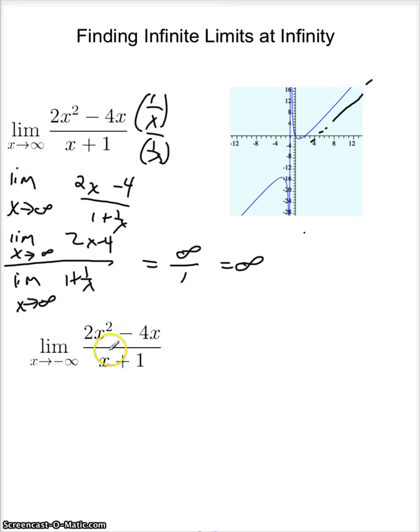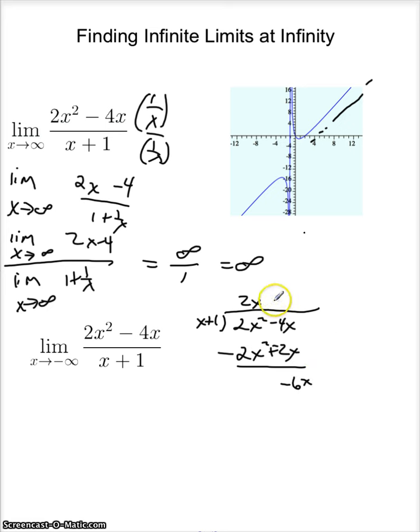What about when x goes to negative infinity? Let's do this one a little bit differently. Let's do some long division here and take x plus 1 into 2x squared minus 4x. Well, this is 2x, so that's 2x squared plus 2x. Change signs, so it's minus 6x. All right, so that's going to be minus 6, so it's minus 6x, minus 6, change signs, plus 6. So this is plus 6 over x plus 1.